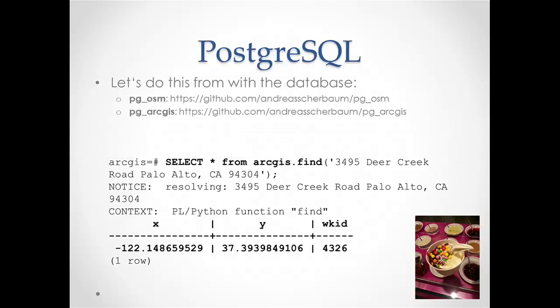In order to do this for my database, because I work with databases all my life and I have all my data in a database, I don't want to export all my data. I want to look it up in the database. I wrote two modules. One is called PGOSM for OpenStreetMap, and one is called PGArcGIS. The way you use it is that you use a number of functions. Here you can see an example for ArcGIS. With ArcGIS.find, you just provide the address you want to look up, and if the service behind ArcGIS can resolve this address, then it will return the geocoordinates.